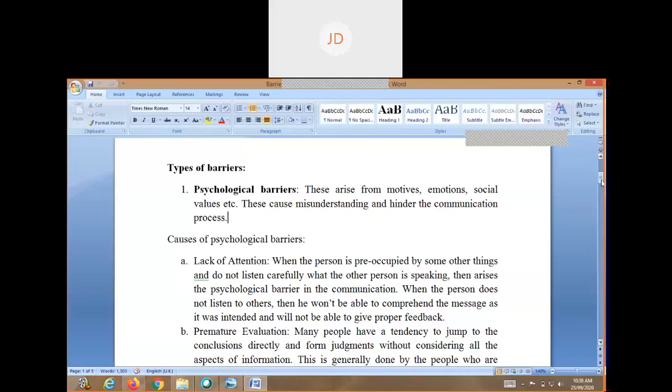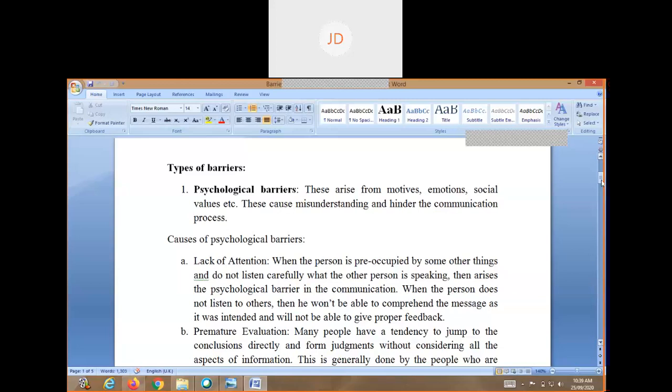So psychological barrier is basically related to the mental issues which might create certain barriers to effective communication, which might create certain problems when we communicate with one another. Okay, so whenever we face certain barriers because of some mental state or some thinking, that particular barrier is known as psychological barriers. So you will be able to understand it properly when I tell you the causes of psychological barrier.